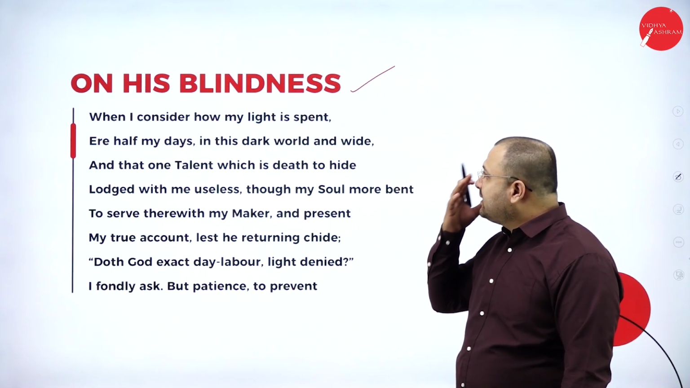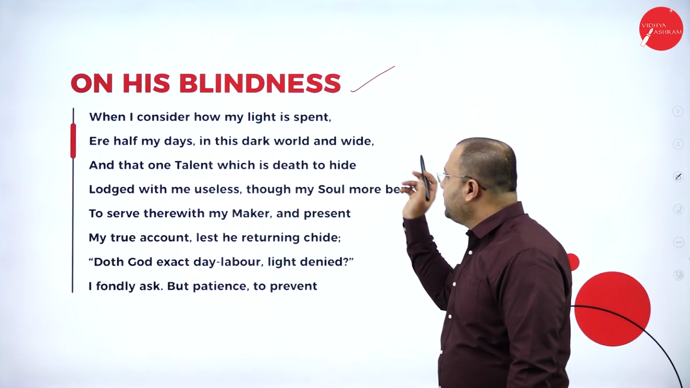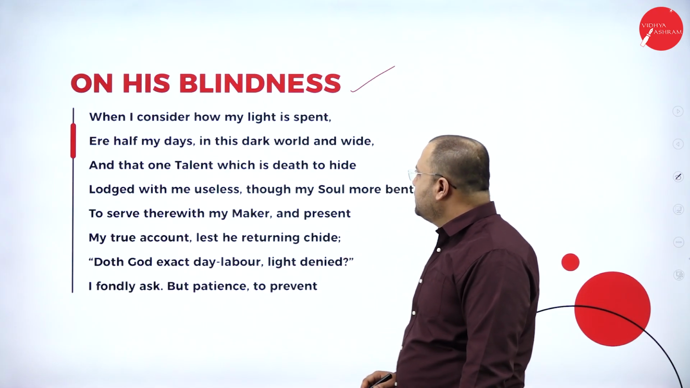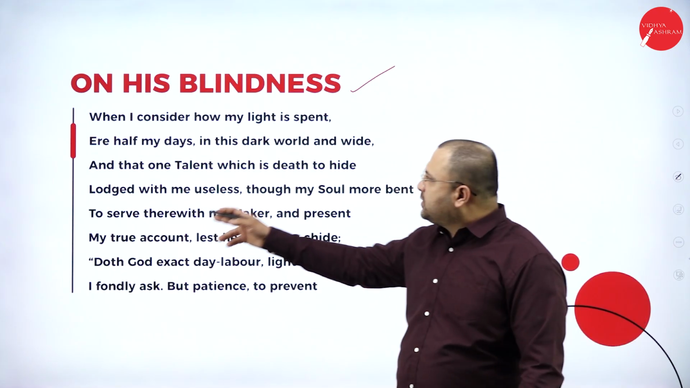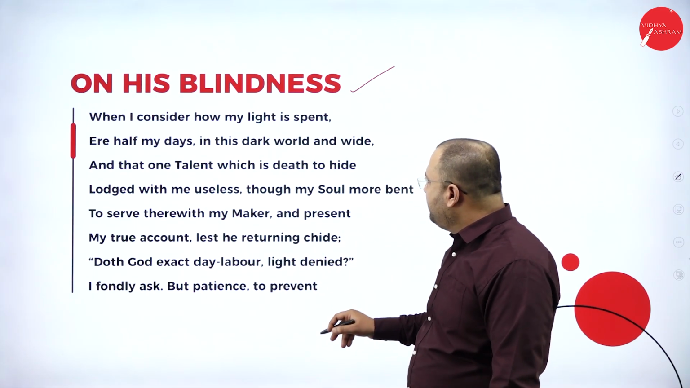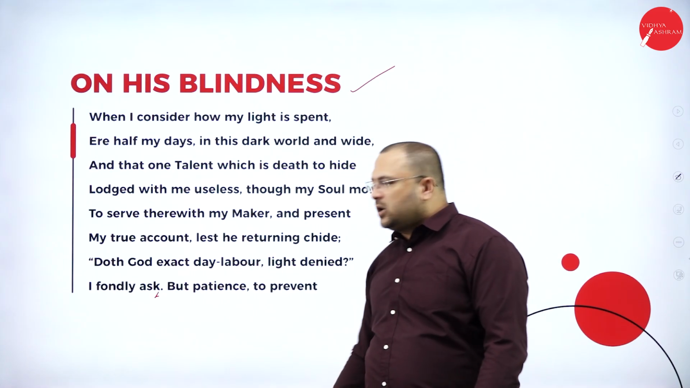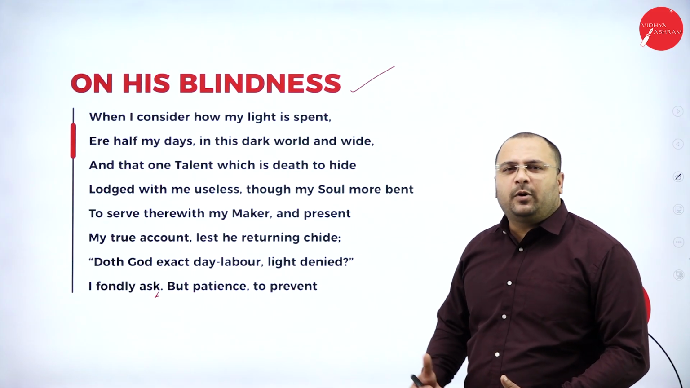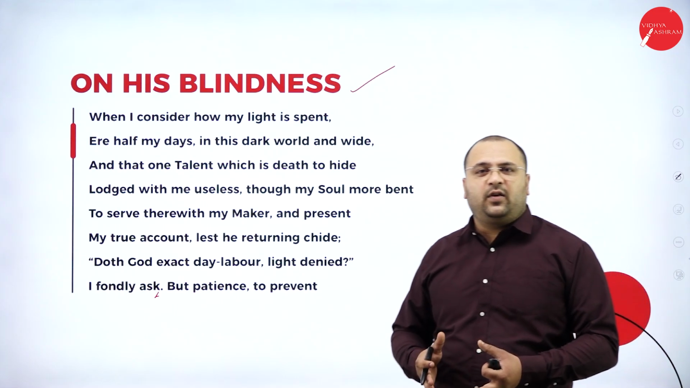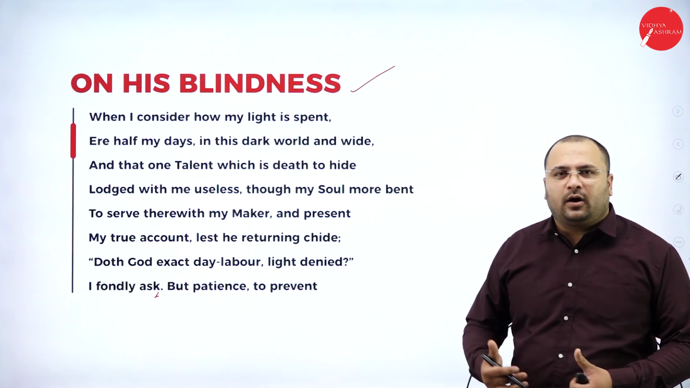So here he starts like this. "When I consider how my light is spent, ere half my days in this dark world and wide, and that one talent which is death to hide, lodged with me useless, though my soul more bent to serve therewith my Maker, and present my true account, lest he returning chide, 'Doth God exact day-labour, light denied?' I fondly ask." So in the octave, the poet is talking about his own self. When John Milton started losing his eyesight after half of his life, during the end of his lifetime, he tries to write this. He is asking God what happened.